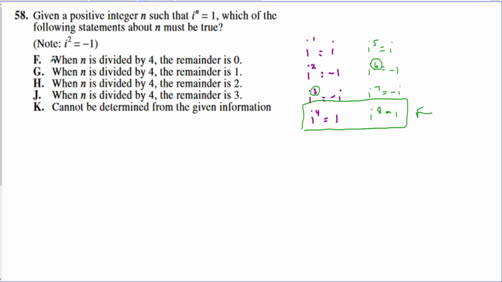So in this case, what we care about is when n is divided by 4, the remainder is 0. That is when we're going to get a 1 as our value. So that's the answer for 58.